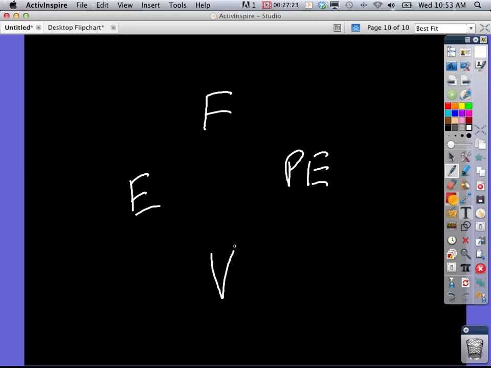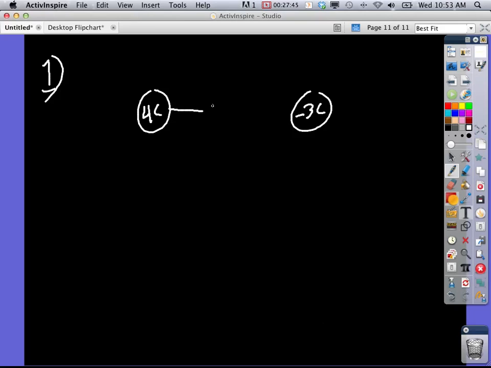Okay, so let's do a couple of simple problems to see if you can use what I've said today. So let's do this. All right. Tell me, what is the attractive force between these two spheres?